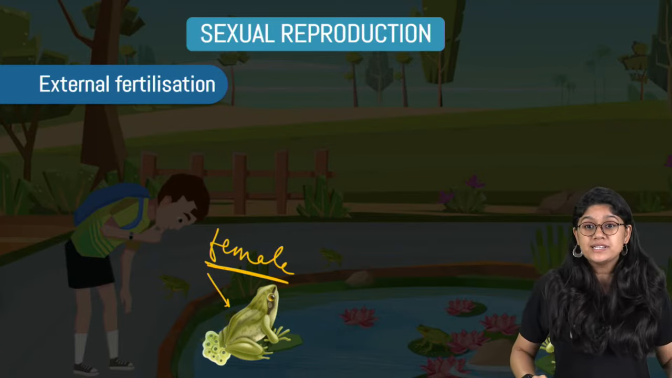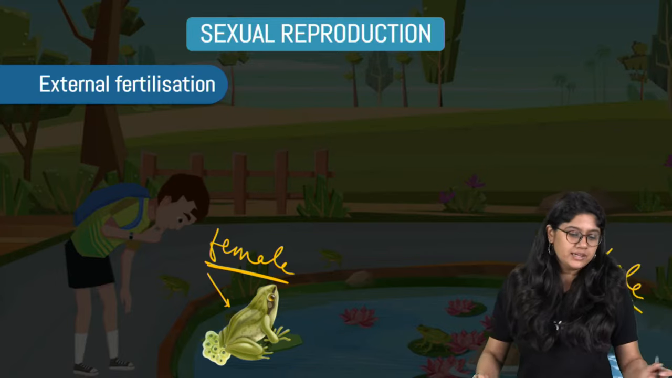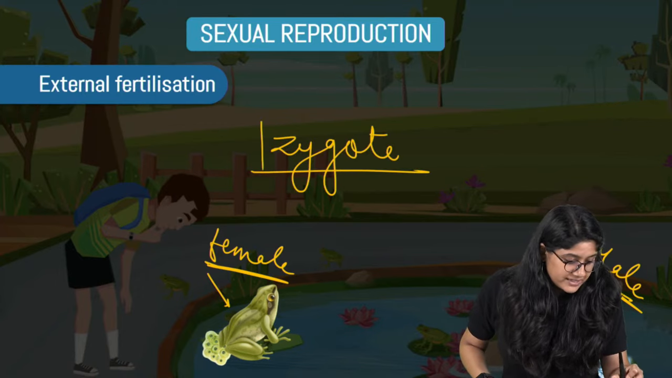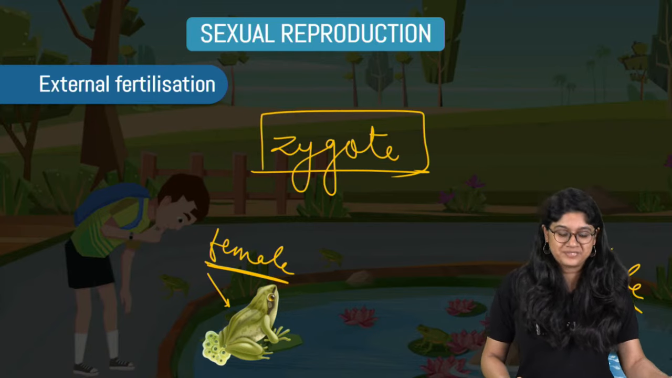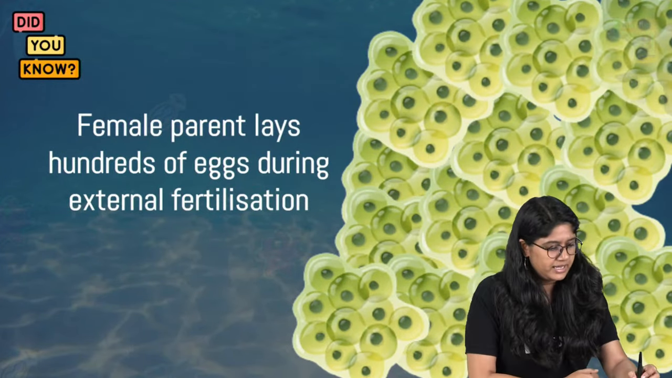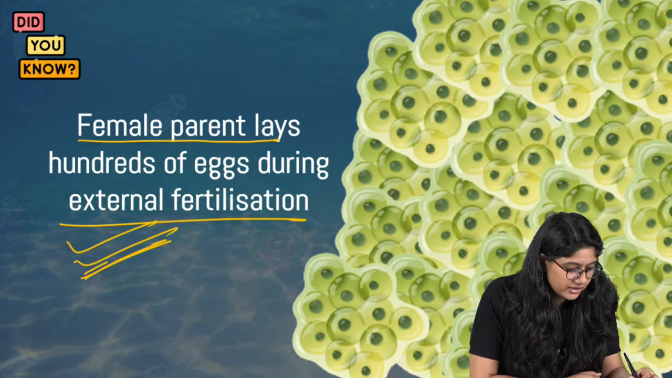Frogs are amphibians. Over here, sorry, you'll not be able to see this. Frogs are amphibians and they release their egg and the sperm in the water itself, and then they will fertilize outside only. Yes, and once they fertilize, they'll form the zygote. Clear? So the fertilization is happening externally. The female will be laying many eggs, right? Yes, and we will see the fertilization happening. That is the external fertilization.